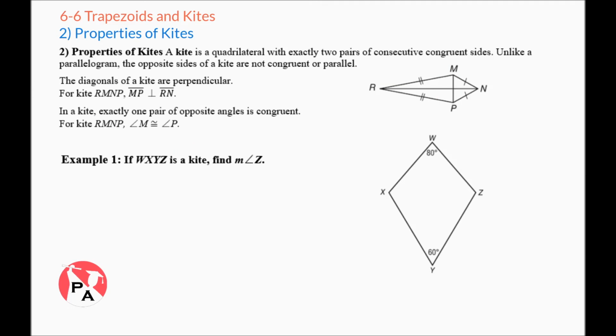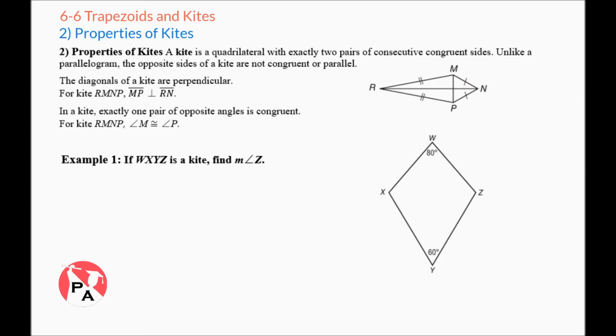Now, let's talk about kites. Kites look like kites, as you can guess, and they have a couple properties. The most important ones, I guess: the consecutive sides are congruent. MN is the same as NP, and PR is equal to RM in length. But they're not all equal to each other, and opposite sides are not parallel.